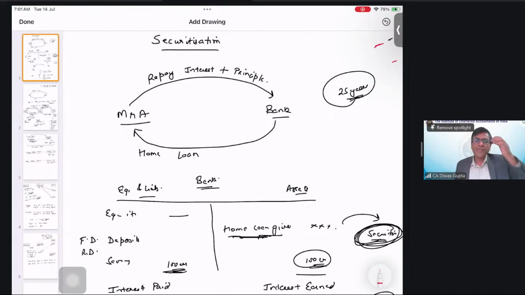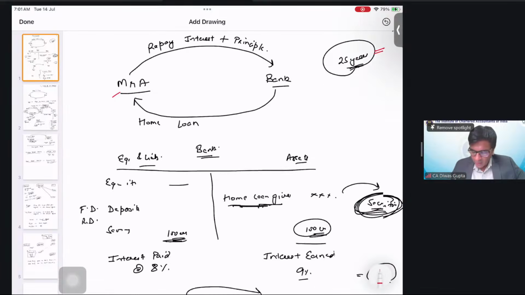In terms of securitization, we started with a case study and we said that if, let's say, there is a borrower from the bank with the name of Mr. A, and that borrower has taken a home loan from the bank for 25 years, which is a long period of time, and Mr. A promises to repay the principal part and also pay the interest part on the loan taken from the bank. So this is a normal arrangement in any loan.